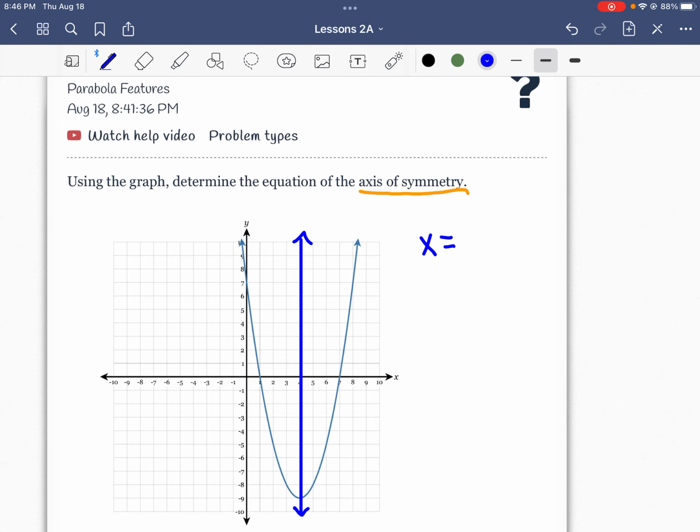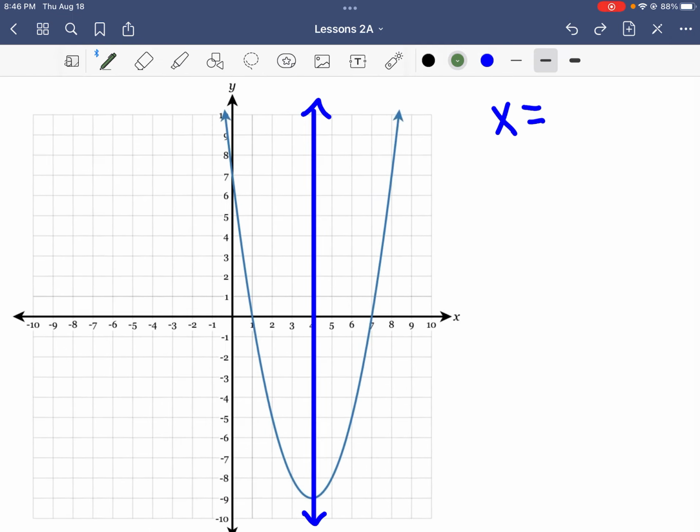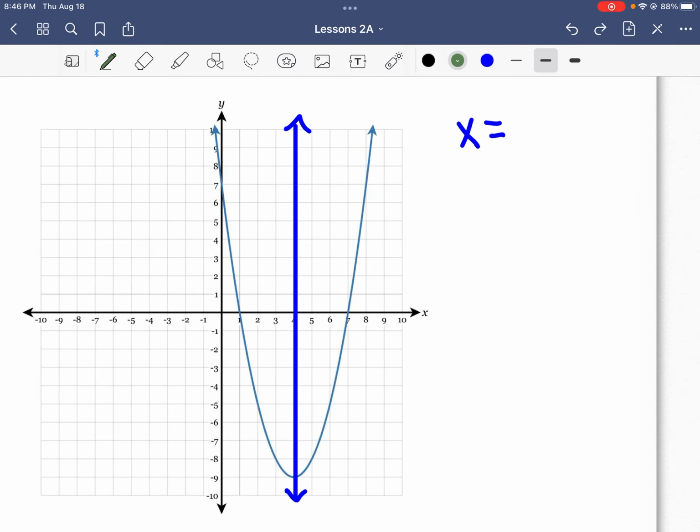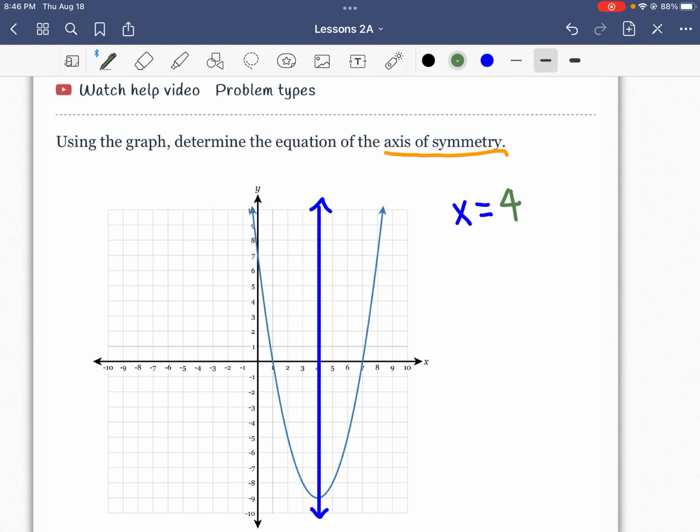Our equation is going to be something like x equals something. But x equals what? Well, I want to ask you, looking at your x-axis, where is this line intersecting it? Well, if you see, it is at 4 right here. So our solution would be x equals 4. So remember that we have an equation, and that the equation is x equals 4. And what you have to do in Delta Math is that you literally have to type in x equals 4.